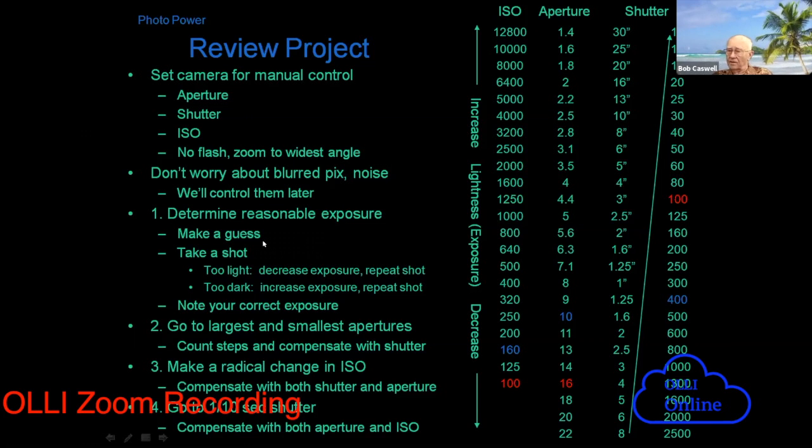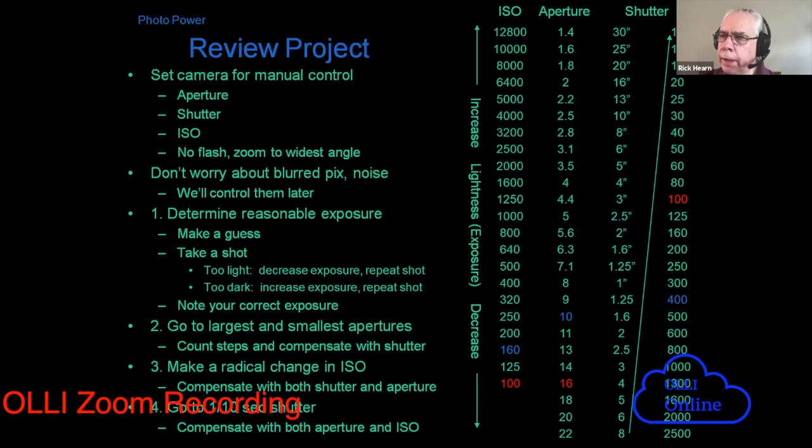Just make a guess. You can leave it where it's set or just use some random settings and take a picture. And if it's too light, then that means you need to move down in one or more of these three columns. And if it's too dark, that means you need to move up in one or more of those columns. And just do that until you get it looking about right. And then write down the three numbers, the ISO, the F number, and the shutter speed that you're using.